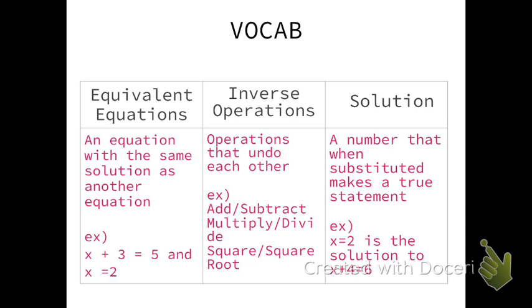And a solution is a number that when you plug it back into the original problem, it gives you a true statement. So x equals 2 is a solution to x plus 4 equals 6, because if you plug in the 2 for x, you'd get 2 plus 4 equals 6, which would give you 6 equals 6 once you simplify it, and that's a true statement.